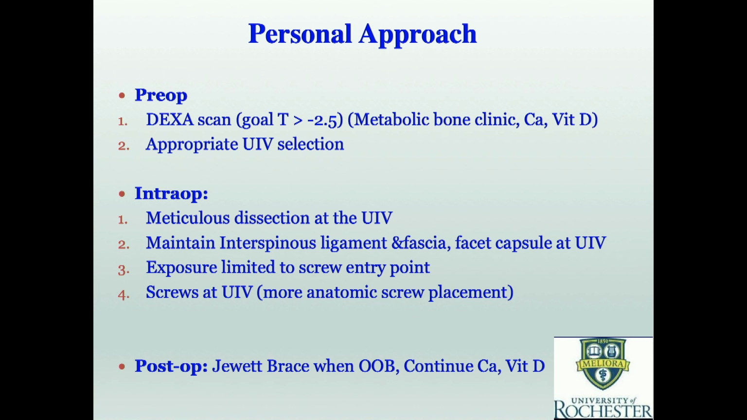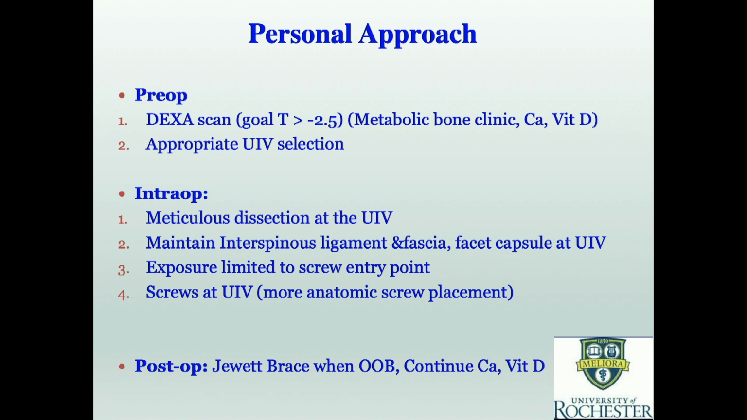My personal approach, as I mentioned earlier, is I get a DEXA scan. We have a metabolic bone clinic within our institution, so patients are sent there. For patients with osteopenia, we start them on calcium and vitamin D. Then, appropriate selection of the UIV. A lot of this comes with preoperative planning before you go into surgery. During surgery, we do a meticulous dissection at the upper instrumented vertebra once you've determined what that will be, and maintain the interspinous ligament, limiting exposure just to the site where I know my screw will be going in.